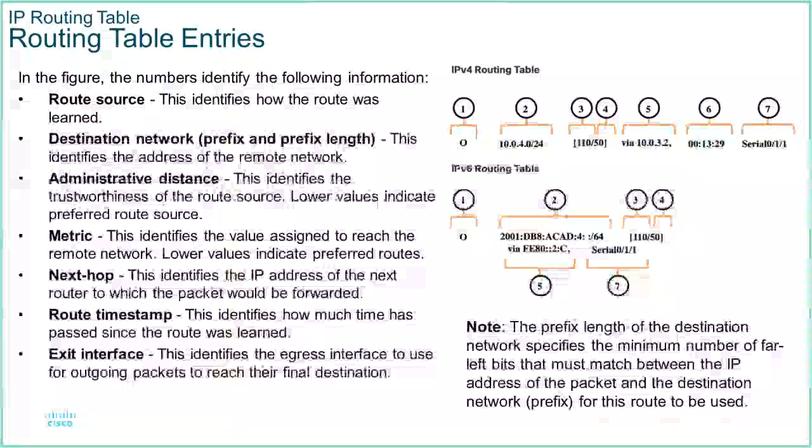how do you read the information in the routing table? So here we have a fairly standard line from a routing table. The first one tells us how the route was learnt. In this case, it was learnt via OSPF.